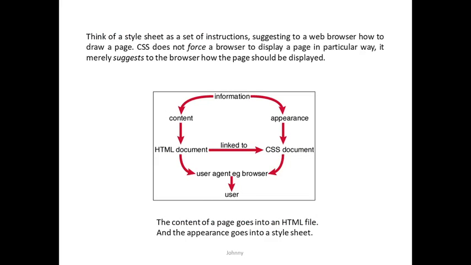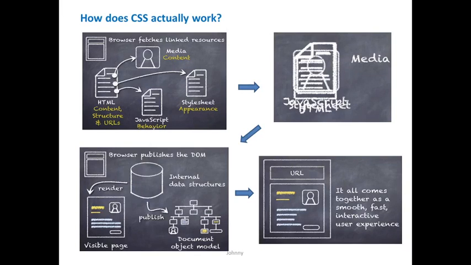For example, if I consider some information on the web page, the content is represented using the HTML document, whereas the appearance is represented using the CSS document. This HTML document will be linked to CSS using a link tag. Upon linking with the CSS, it will display in the browser. Whatever the content of the web page will go into the HTML file, whereas the appearance will be represented using the CSS.